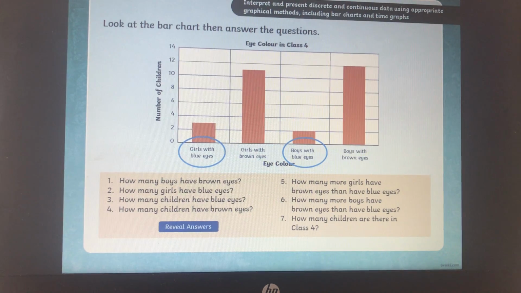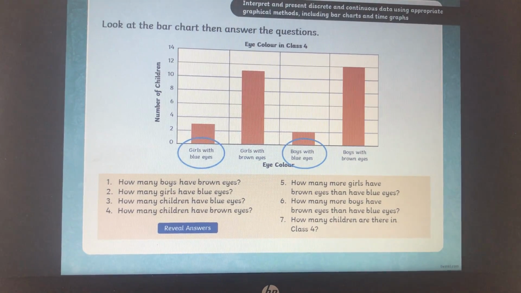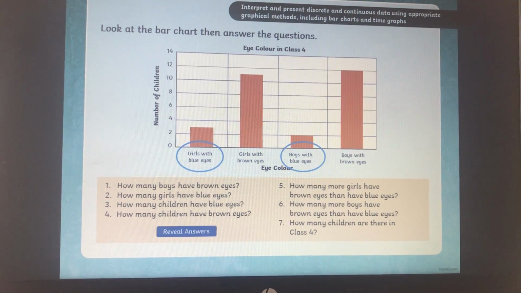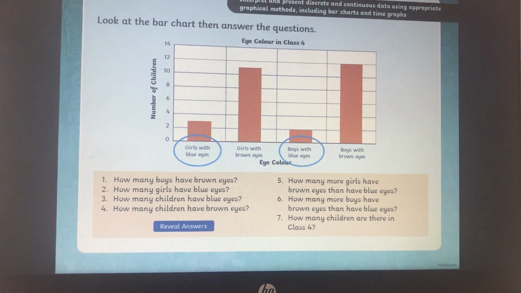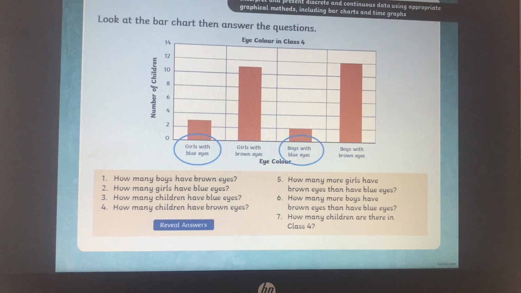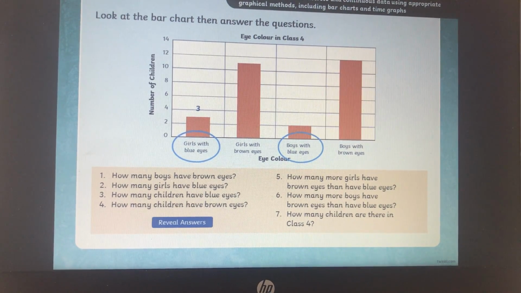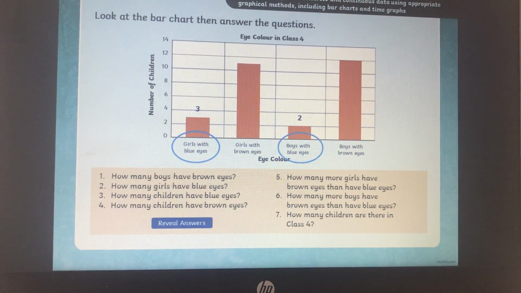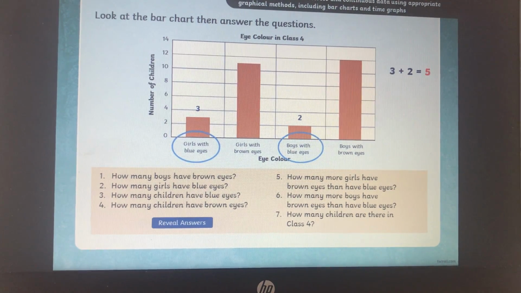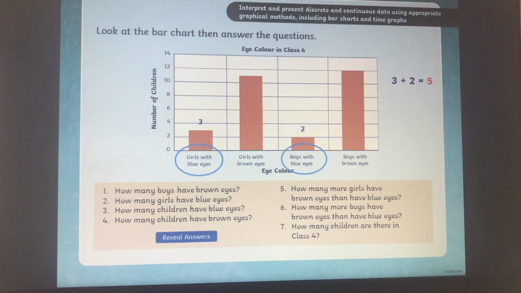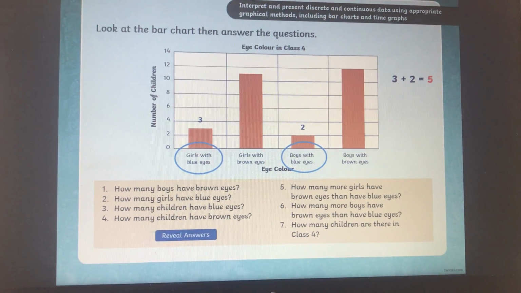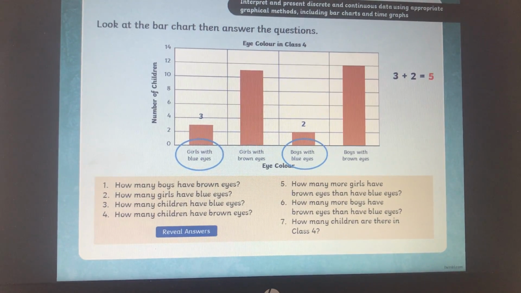How many children have blue eyes? This time we are going to need to look how many girls have blue eyes and how many boys have blue eyes, and then add the answers together. Three girls have blue eyes and 2 boys have blue eyes. 3 add 2 equals 5.